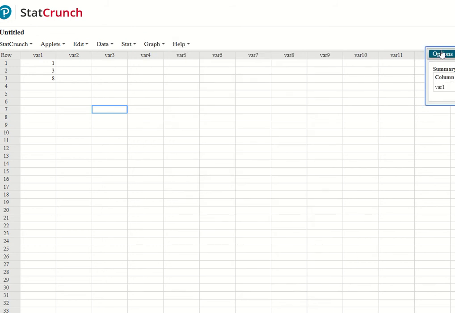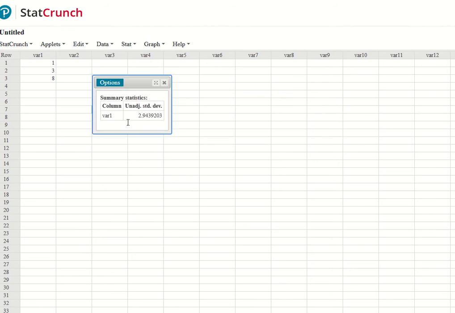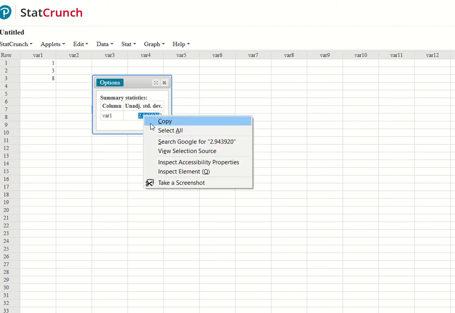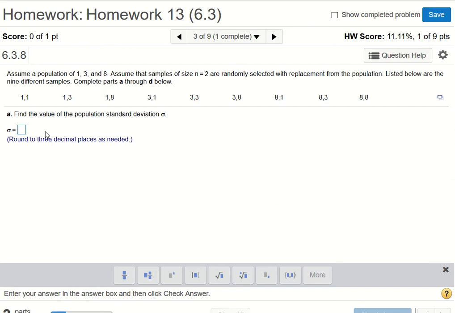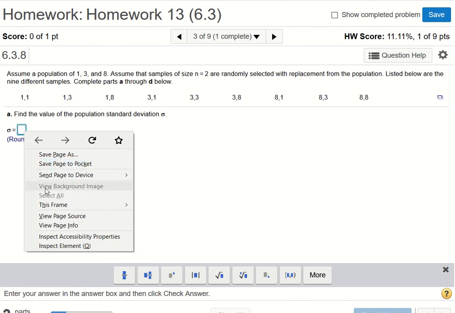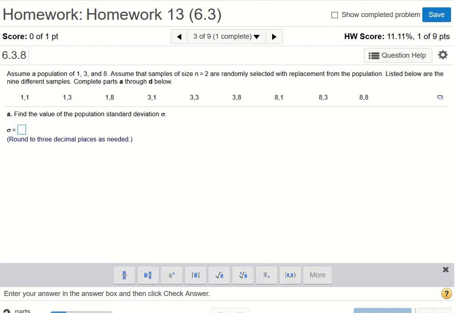Okay, let me move this over here. We find a value of 2.9439. I'm going to copy the whole thing. Okay, we want to round it to 3 decimal places, so that means it's 2.944.